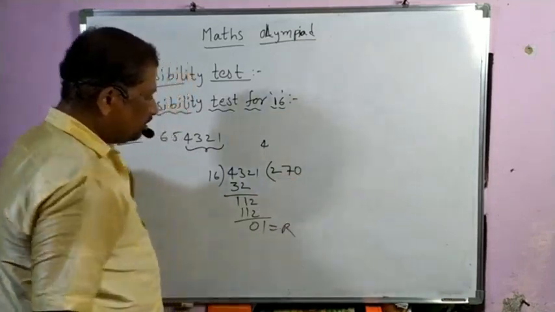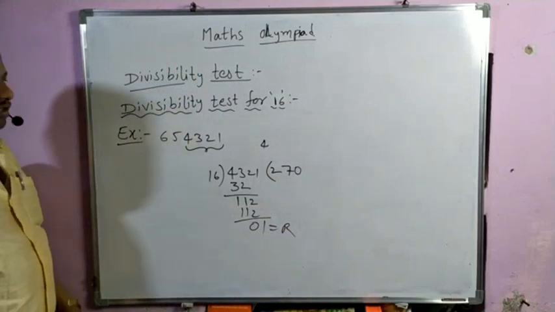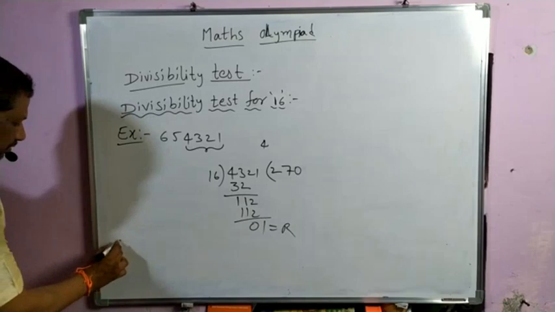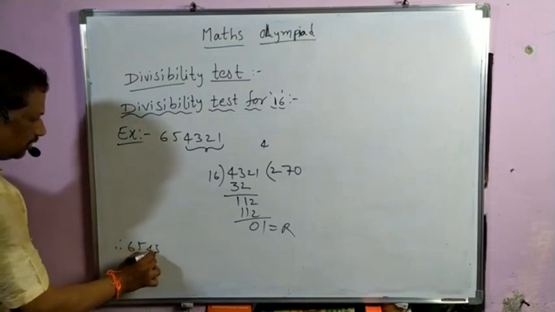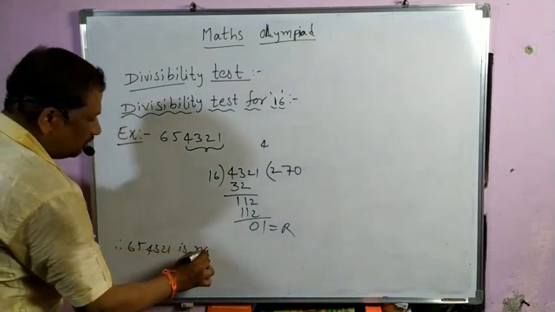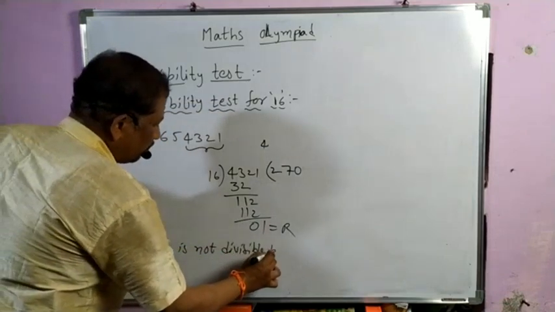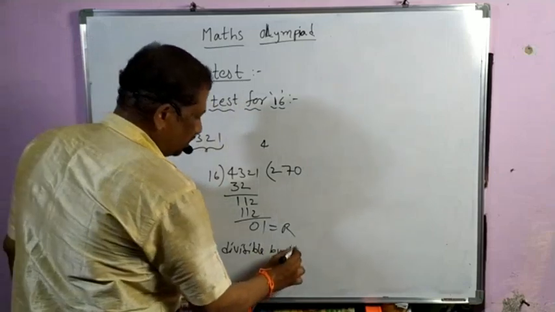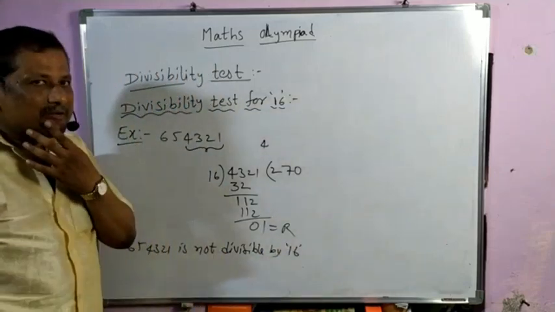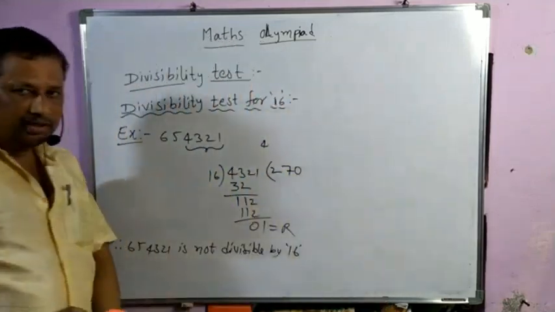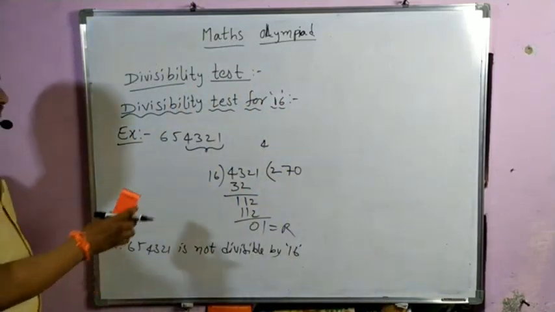The remainder is 1. So the given number is not divisible by 16 because the last four digits are not divisible by 16. Therefore 654321 is not divisible by 16. Clear? Next, divisibility test for 17.